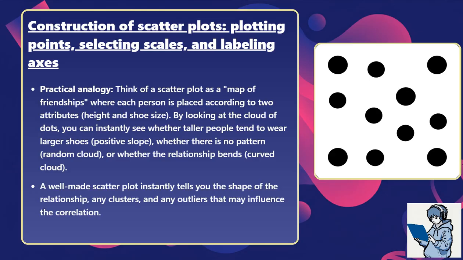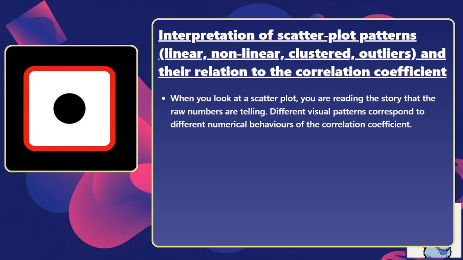A well-made scatter plot instantly tells you the shape of the relationship, any clusters, and any outliers that may influence the correlation. When you look at a scatter plot, you are reading the story that the raw numbers are telling. Different visual patterns correspond to different numerical behaviors of the correlation coefficient.